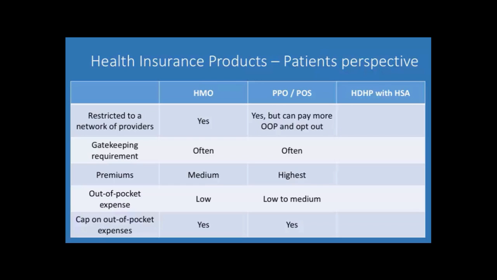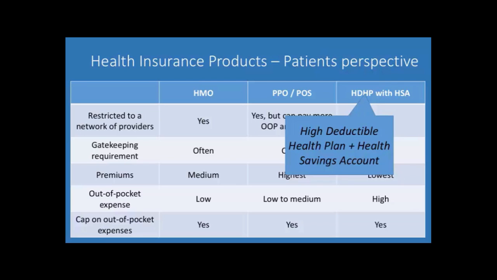There's still often a gatekeeper requirement, at least within the network. You tend to pay a little bit more for the privilege of opting out of the network in terms of premiums. And again, the out-of-pocket cost can be high for the out-of-network component. But in general, taken all together, the out-of-pocket costs are low to medium, depending on how you decide to use your benefits, whether in-network or out-of-network. And then there is also a cap on out-of-pocket expenses.